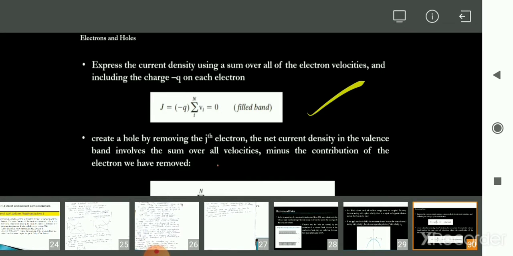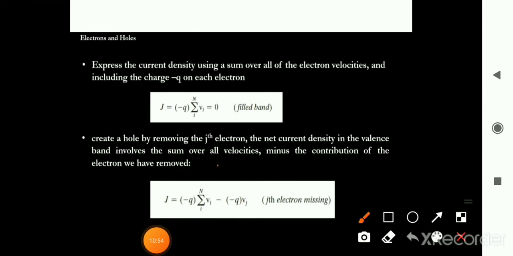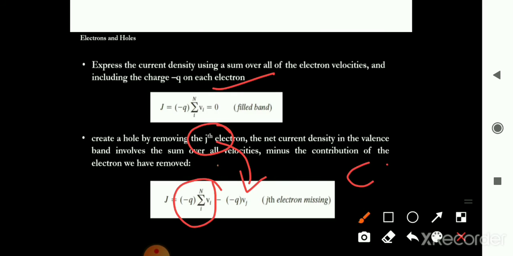This is for a filled band, in the sense that there is no vacant place for the electron to move. If we remove the jth electron, where we considered j as one electron and j dash as another electron, then the current density will be the current density of all electrons minus the removed electron which is moved to the conduction band. That will be the current density after removing the jth electron.